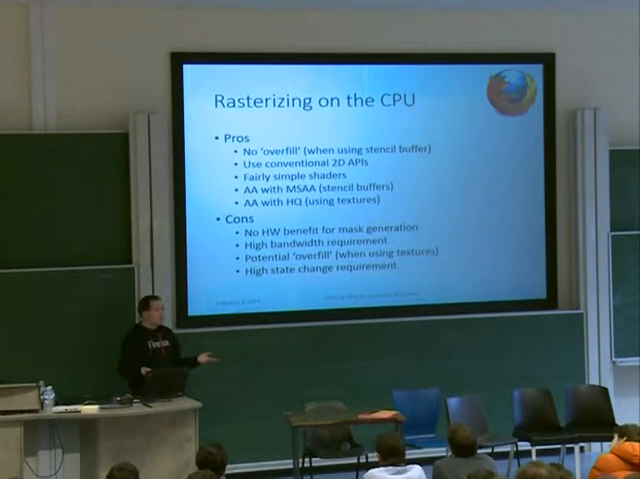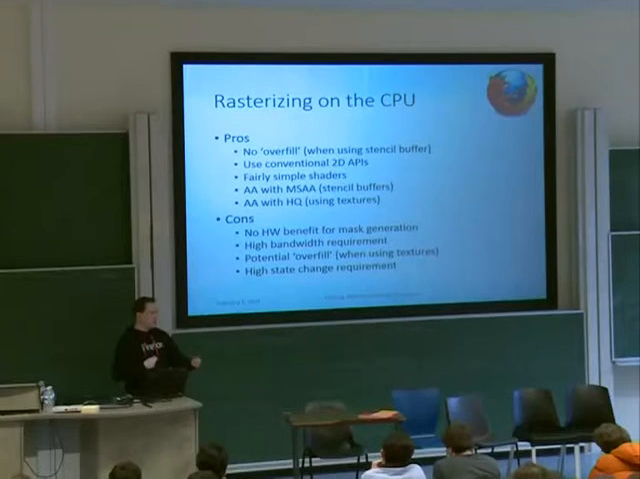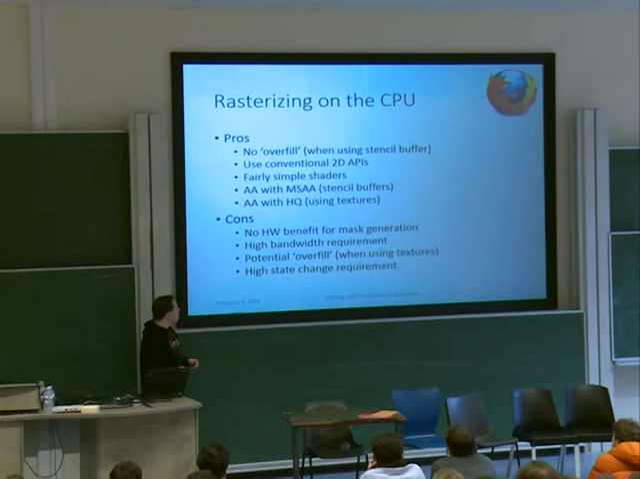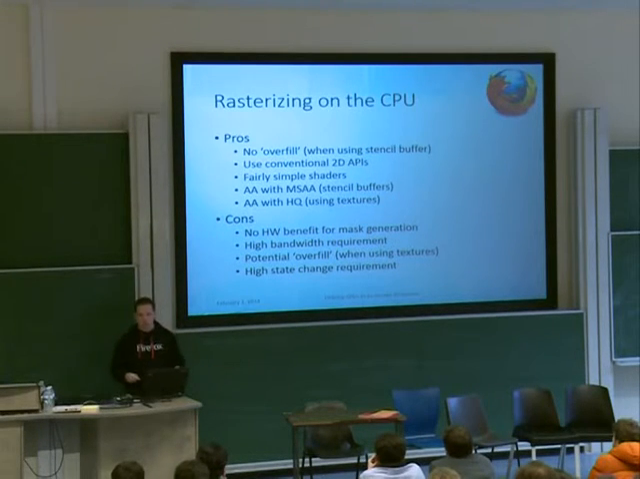You can use conventional 2D APIs to draw that stencil buffer, and you can use fairly simple shaders once you're done. Now, if you are doing AA using stencil buffers, you can do good anti-aliasing with MSAA. If you're using textures, where you basically have the full range of 256 levels of transparency, you can do good AA with your 2D rendering API, and you get really high quality, right? The cons are that there's no hardware benefit for generating your mask, still a lot of CPU work there. The bandwidth requirement is high because you're uploading all these large surfaces of your stencil buffers. There's potential overfill when you're using textures because then the pixels won't get thrown out in the stencil buffer, but you'll need the pixel shader to figure out whether they have an output value. And there's a high state change requirement. It's really hard to batch if you're using this approach, practically impossible.